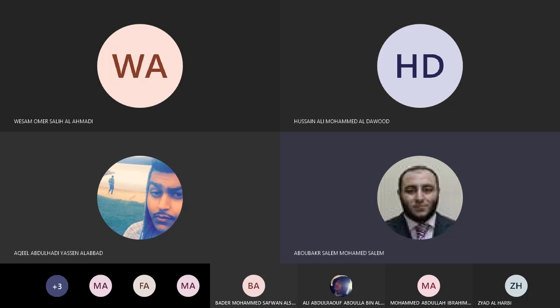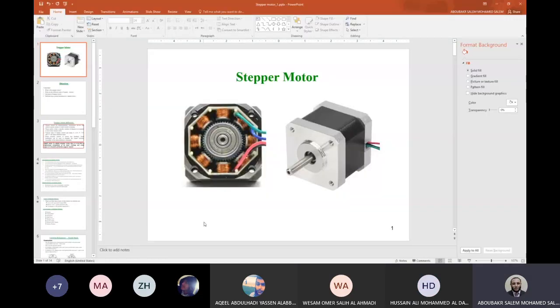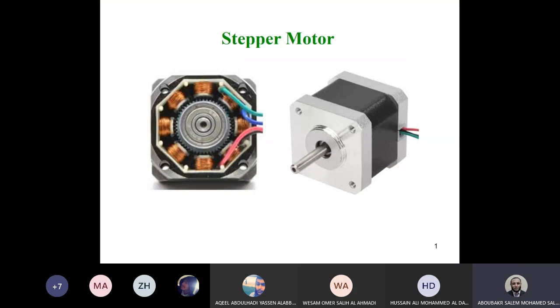Today, inshallah, we will start a new machine, one of the special machines, which is the stepper motor. Why do we need a stepper motor? What is the difference between a stepper motor and other kinds of motors? We are going to describe this in detail.